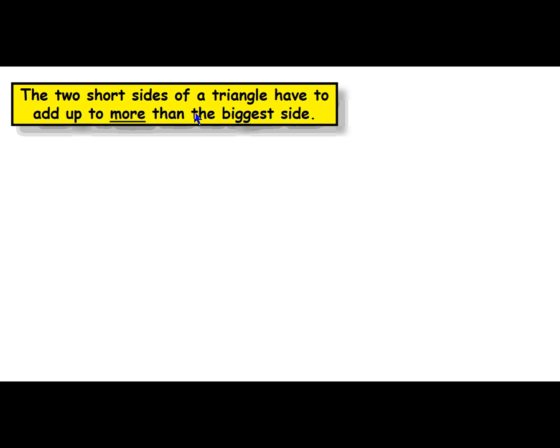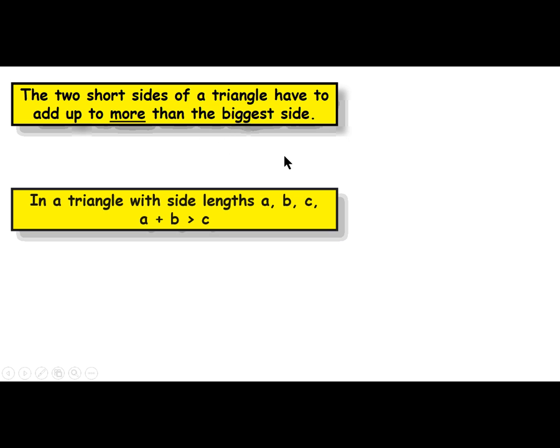In math, this isn't a technical definition, so in math we would actually write this a different way. We'd say in a triangle with side lengths A, B, and C, A plus B has to be more than C. Any two sides have to add up to more than the other side.